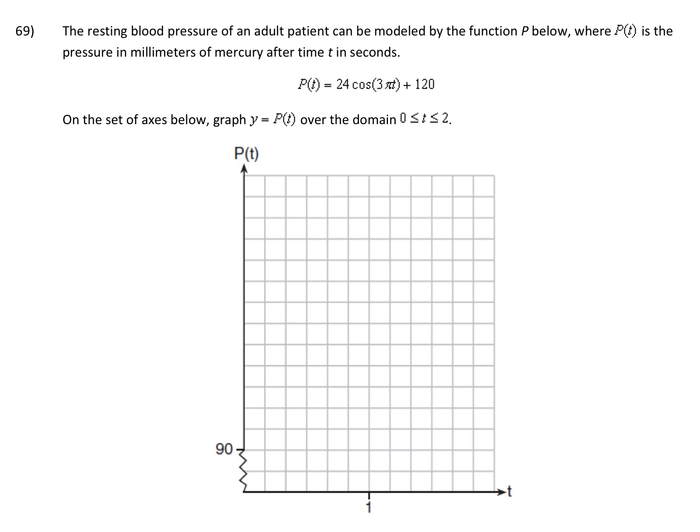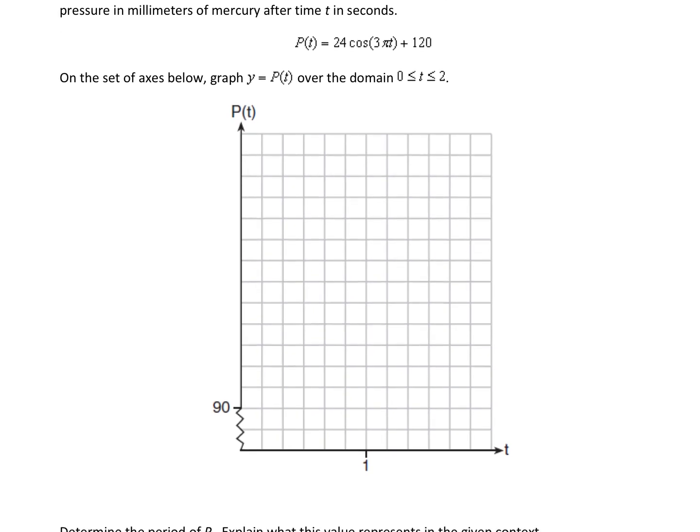All right, so it says, the resting blood pressure of an adult patient can be modeled by the function P below, where P of T is the pressure in millimeters of mercury after time T in seconds. Okay, so this is P of T. This is the function they give us. Now it says, on the set of axes below, graph y equals P of T over the domain from 0 to 2. I'm just going to move this up a little bit here so I have a little more room to work.